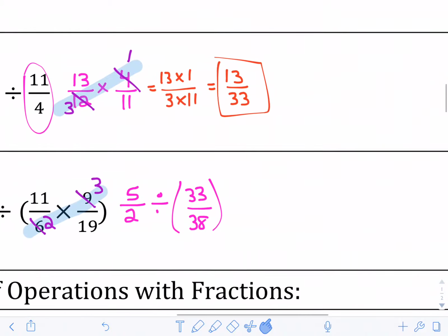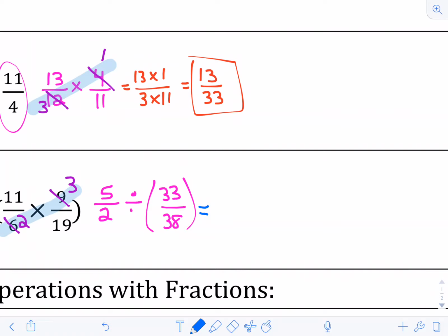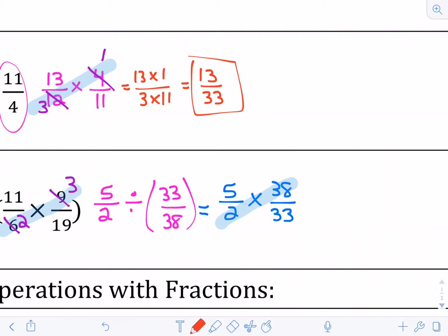And then we're going to go back to our rule. The rule says, when you're dividing by a fraction, you don't ask why. You just flip the second and multiply. So 38 over 33. Then you ask yourself again, is there anything that I can reduce? When I look at this, I have 5 and 33. I can't reduce that. What I can reduce though is I have a 2 and a 38 here that I can simplify. So I can pull a 2 out of both of these. So this is going to become just a 1. And 38 divided by 2 is 19.